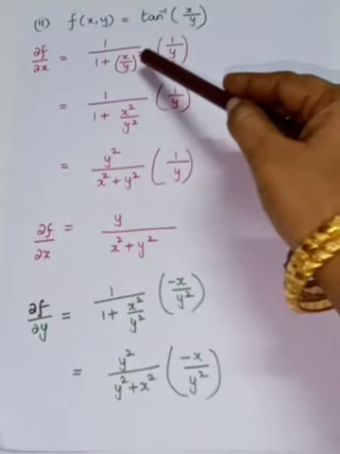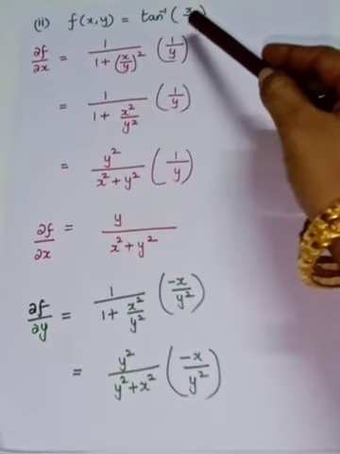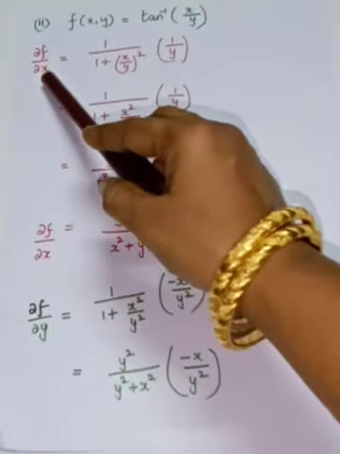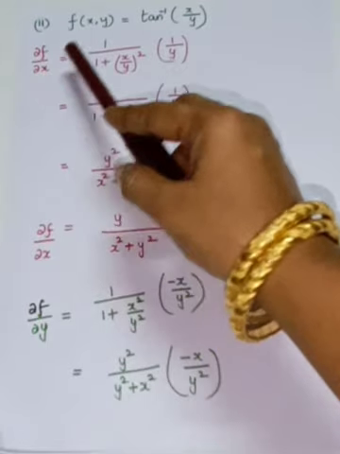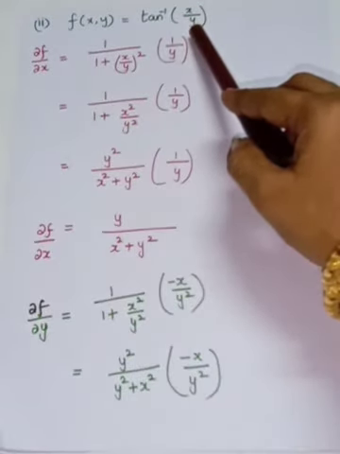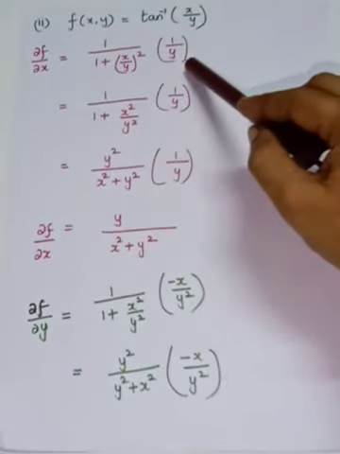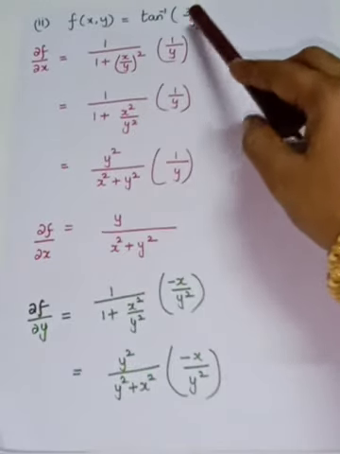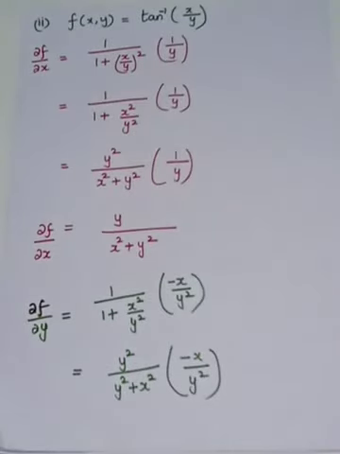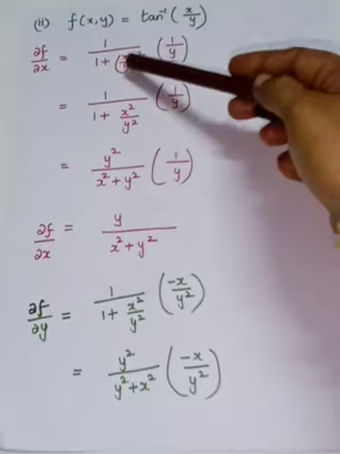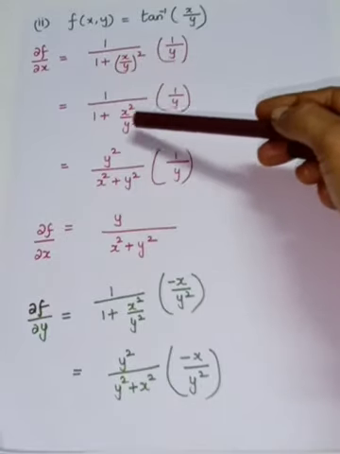After that, you have to differentiate x by y partially with respect to x. Here y is treated as constant, so 1 by y is the constant, and what remains is x, whose differentiation with respect to x is 1. Then (x by y) the whole squared is x squared by y squared.